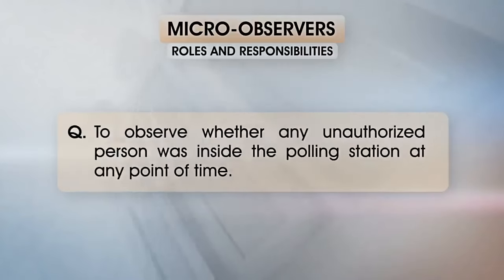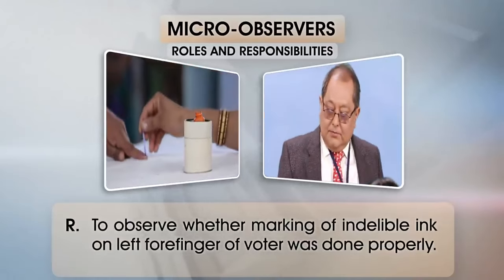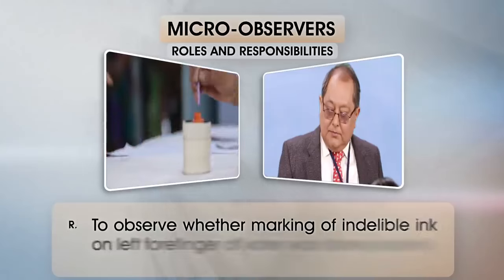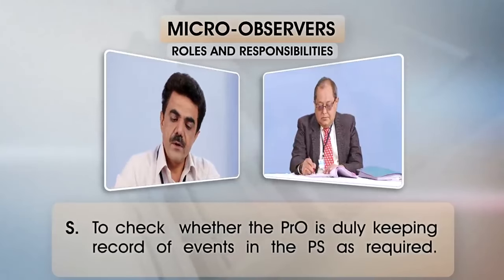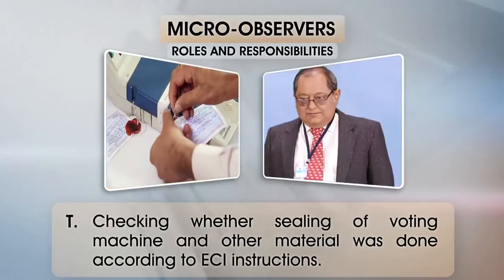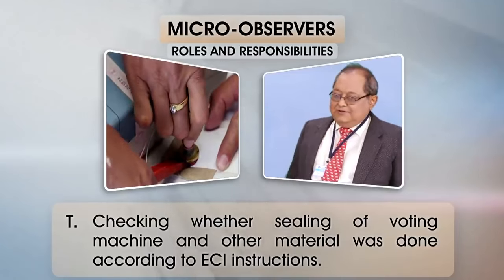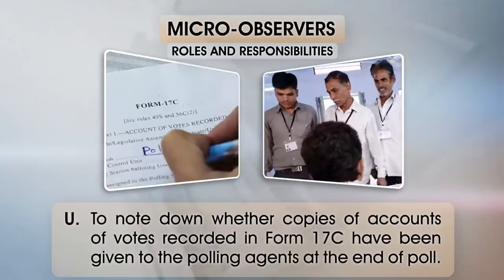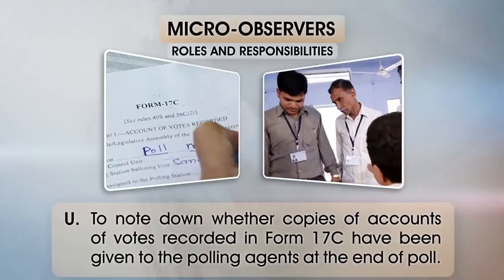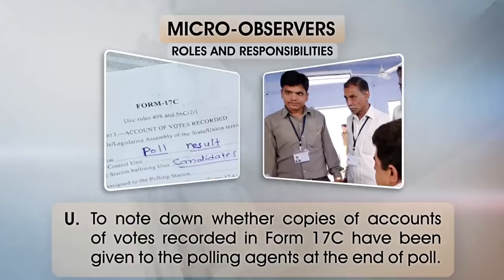To observe whether any unauthorized person was inside the polling station at any point of time. To observe whether marking of indelible ink on left forefinger of voter was done properly. To check whether the PRO is duly keeping record of events in the PS as required. Checking whether sealing of voting machine and other material was done according to ECI instructions. To note down whether copies of accounts of votes recorded in Form 17C have been given to the polling agents at the end of poll.